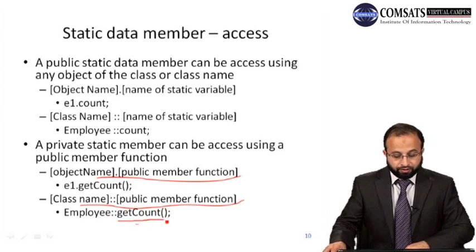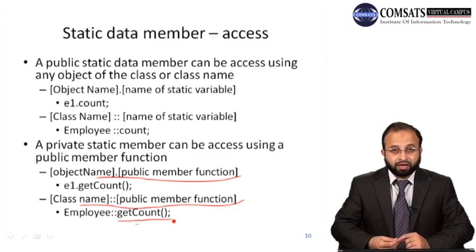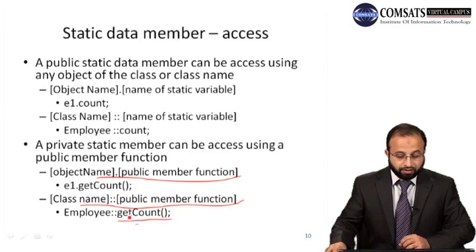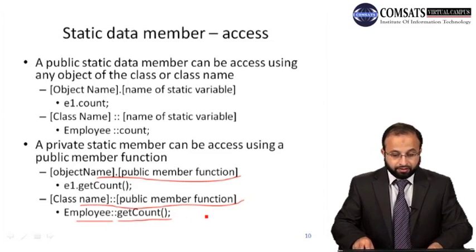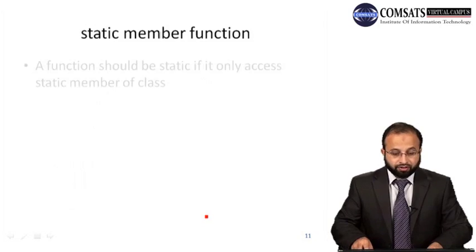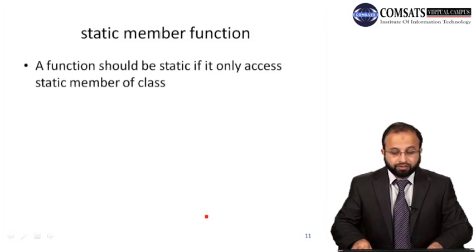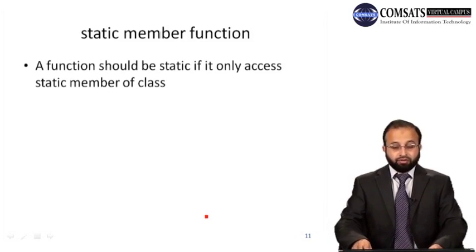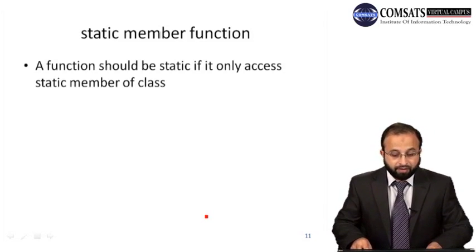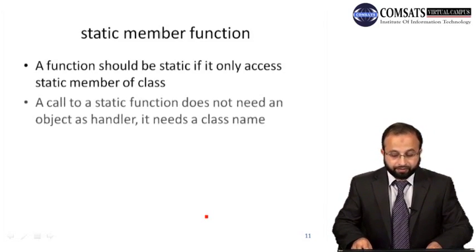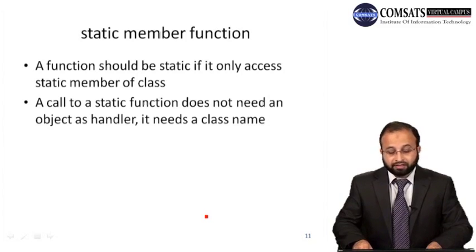So the getCount function should not be accessing the value of the private data member of the class when you invoke it with the name of the class, like this, right? So a function should be static if it only accesses static members of the class. A call to a static member does not need an object as a handler, it needs a class name.